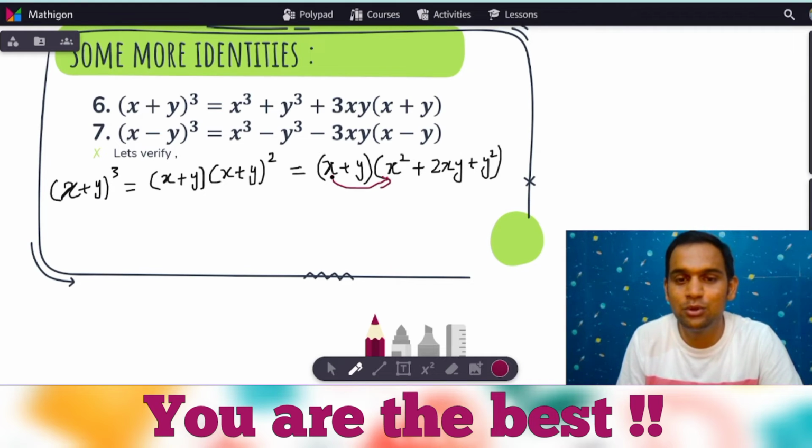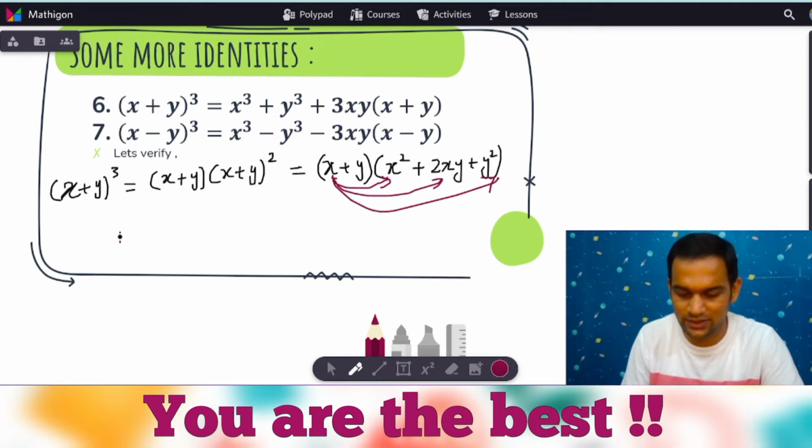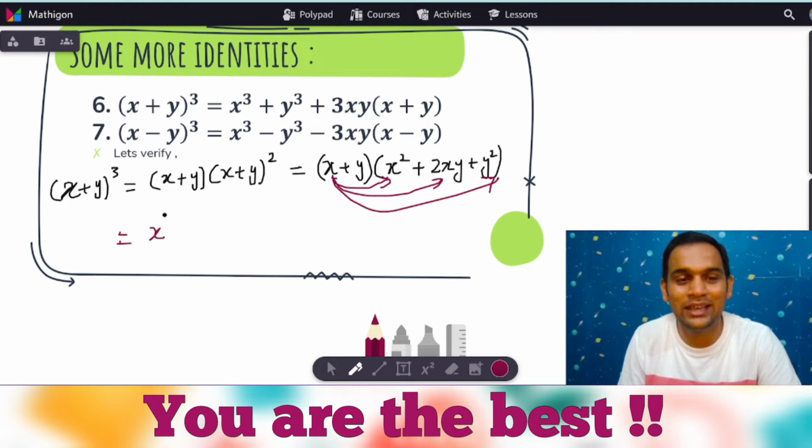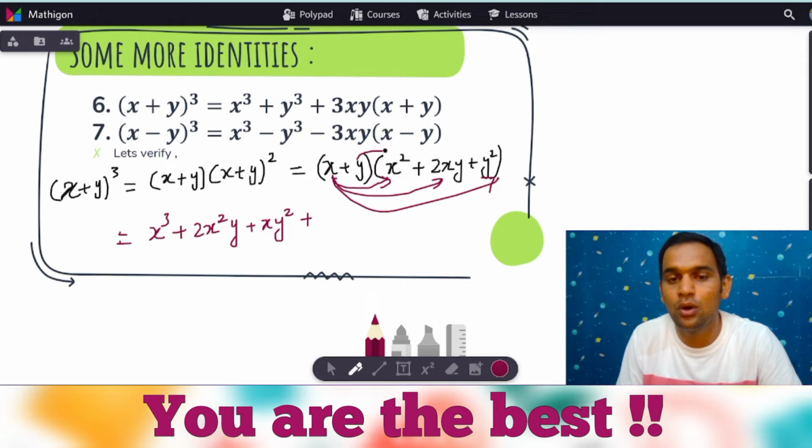So this x will distribute to all these terms first, and then y will distribute. So let's quickly understand how that distribution works. x times x square will give you x cubed. x times 2xy will give you 2x square y, and then x times y square gives you plus xy square. And then y is going to distribute to all three of them. So now y times x square is yx squared. y times 2xy will give you 2xy squared. And then y times y squared will give you y cubed.